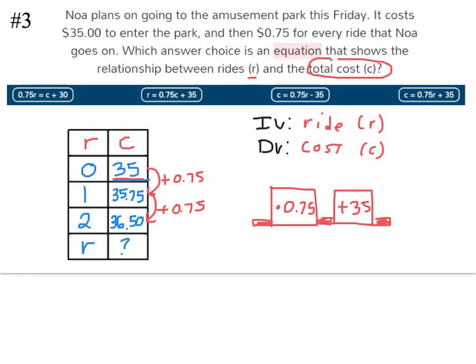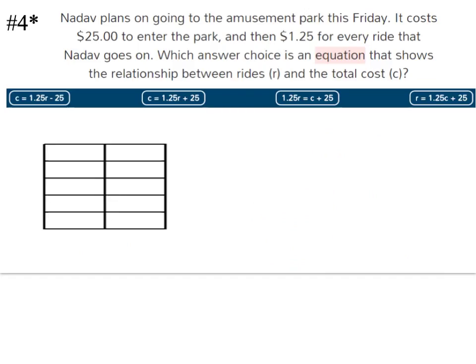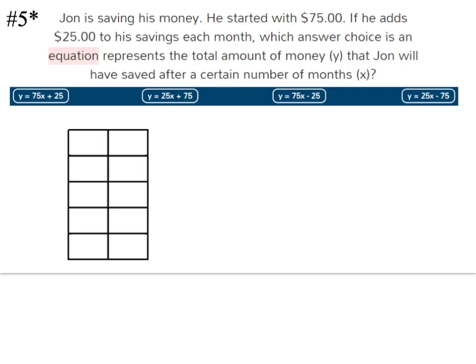Alright, so let's try sending R into there. If R goes into the machine, R times 0.75 would be 0.75 R plus 35. And we need to set it equal to C, because we'll get C after we solve that. So that would be the answer. So the answer choice that you want to select would be the last one. So pause the video and complete this problem, and we'll discuss the answer in class tomorrow.